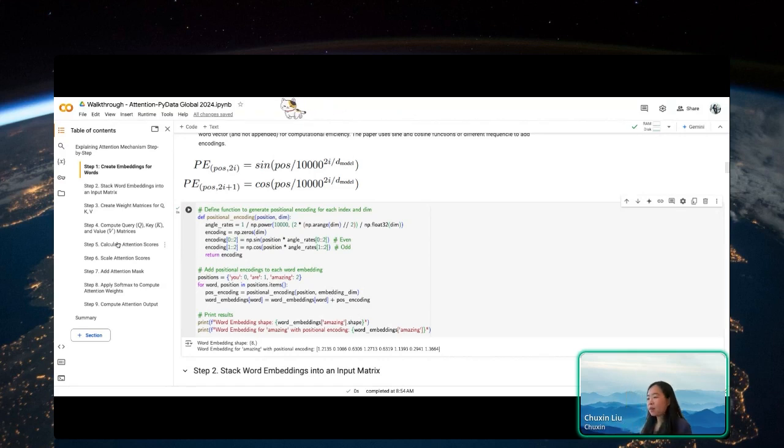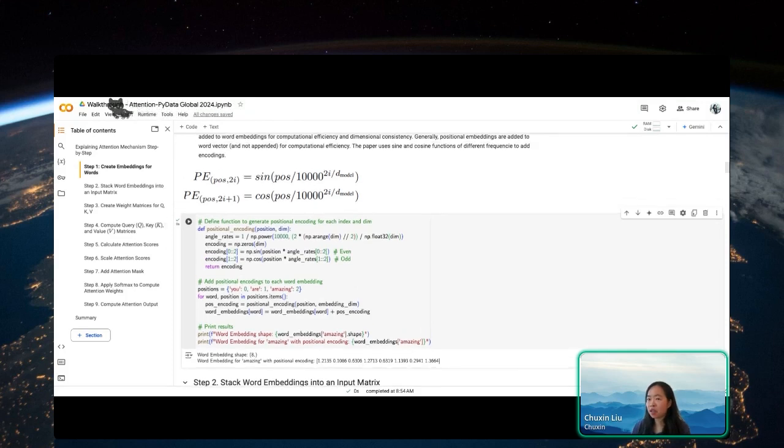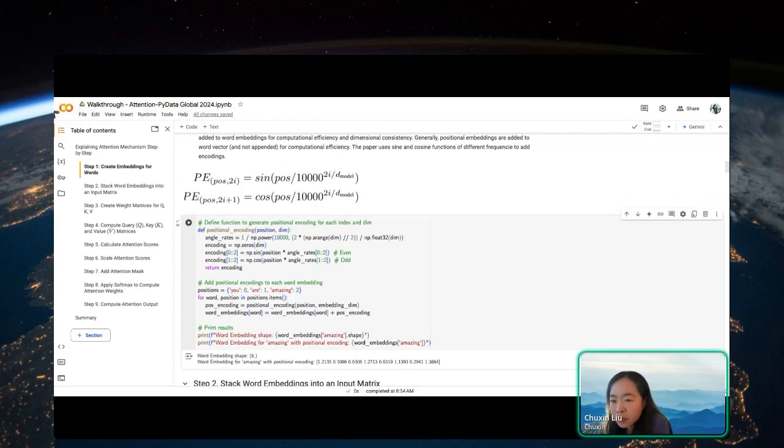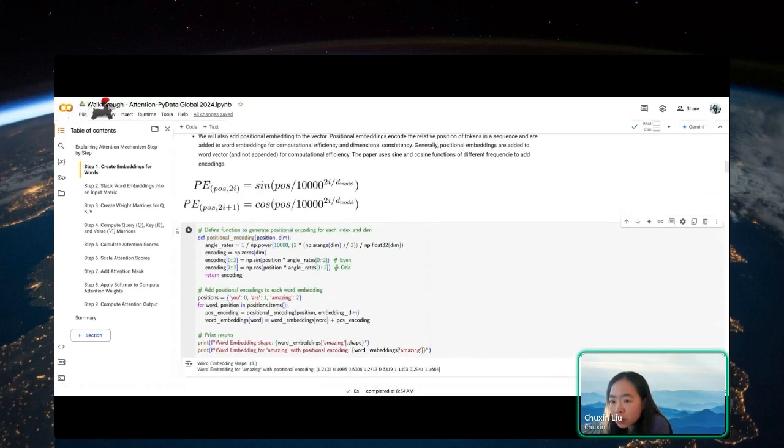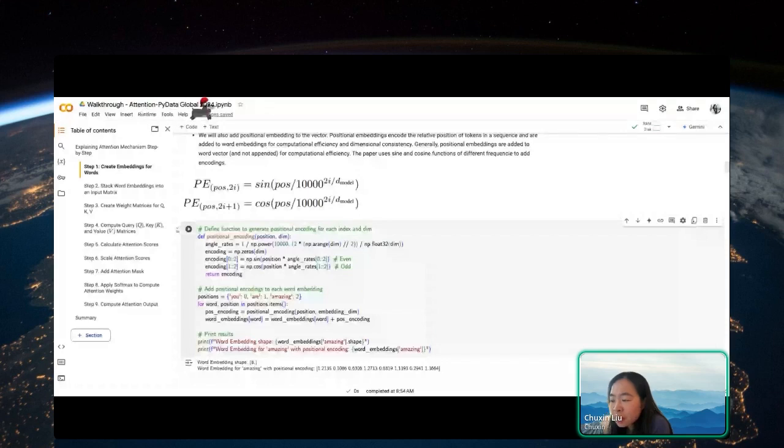The reason why we decided to print out amazing is because in the sine function, the first word's position is 0, so it doesn't really encode anything. So we want to print out another word that has a different set of numbers. As you can see, for amazing before encoding, the number is 0.3042 followed by 7 different numbers. But after the positional encoding, it's 1.21 followed by another 7 numbers.